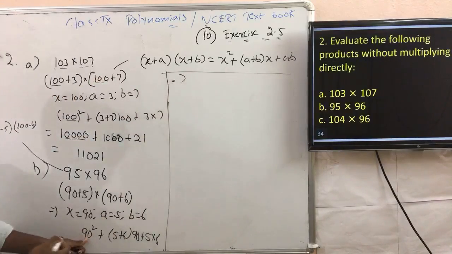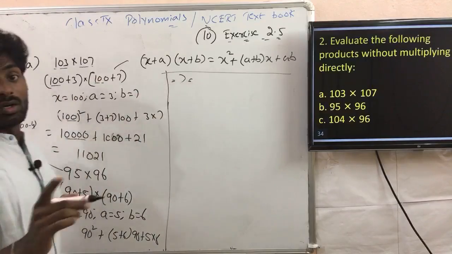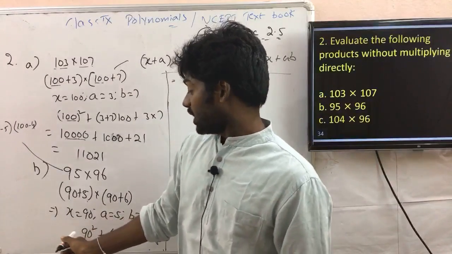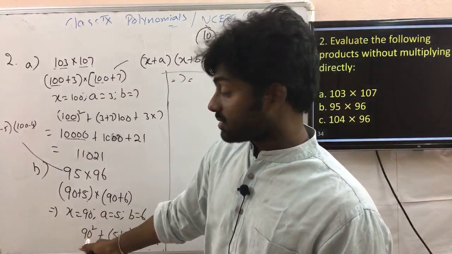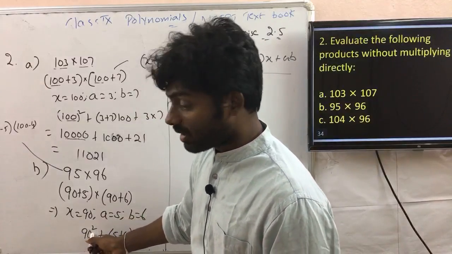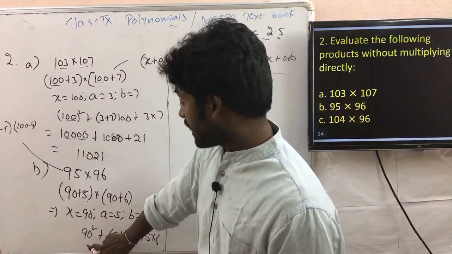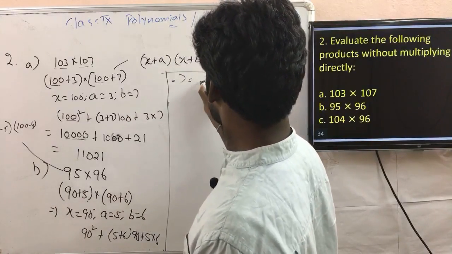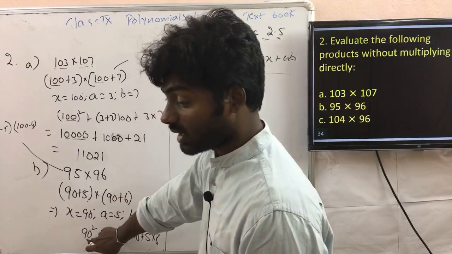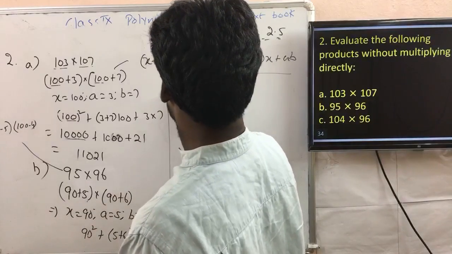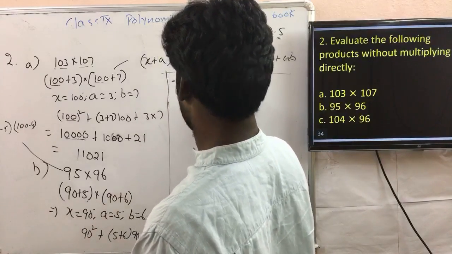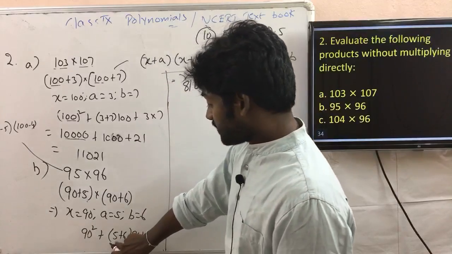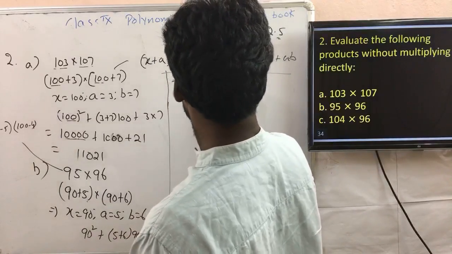Okay, now 90 square. I already said that when you are squaring tens or hundreds, first of all write double the number of zeros we have. In 90 we have only one zero, already Shivam gave it, very good. So 2 zeros, zeros will be doubled on squaring. 9 square, 81, so 8,100. Plus 5 plus 6, 11.